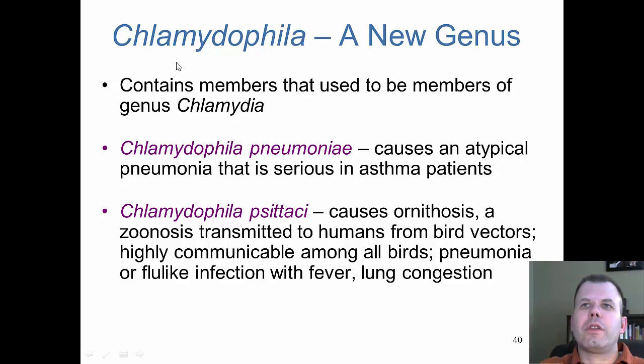Okay, another one is Chlamydophila, which is a new genus. They used to be members of the Chlamydia, and Chlamydia pneumoniae causes atypical pneumonia, but it can be serious in asthma patients. And Chlamydophila psittaci causes ornithosis, a zoonosis transmitted to humans by birds. It's highly communicable among all birds, with pneumonia or flu-like infection with fever, lung, and congestion. It's more opportunistic in humans where you have a weakened immune system, and we can also see Chlamydophila cetacea, I think it is. So again, another one that we see.